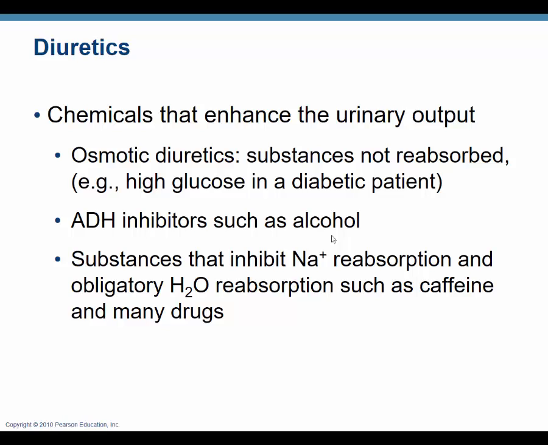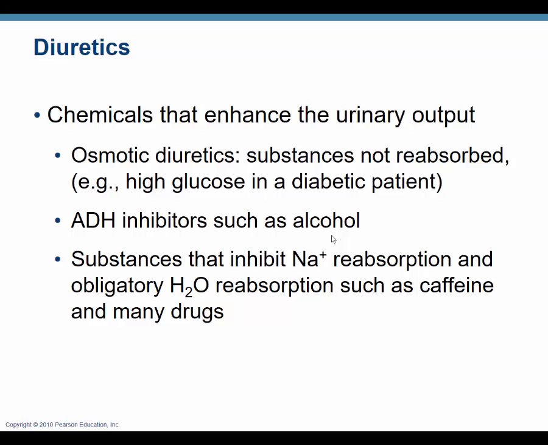So then there's other substances that inhibit sodium reabsorption and water reabsorption. So we know caffeine does that, right? Caffeine is a good diuretic. People find that when they drink a lot of coffee, they're urinating more. So that's another example of a diuretic. To diurese is a verb, and you'll hear that in clinical settings. "He's in to be diuresed."